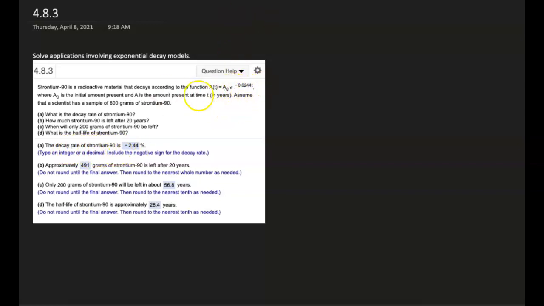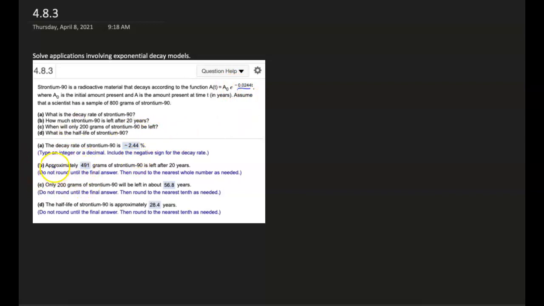And we know that because of the form that this model is written in, the decay rate is k, this coefficient here of t. Written as a percent would be negative 2.44%. So that could be directly plucked from the model itself.